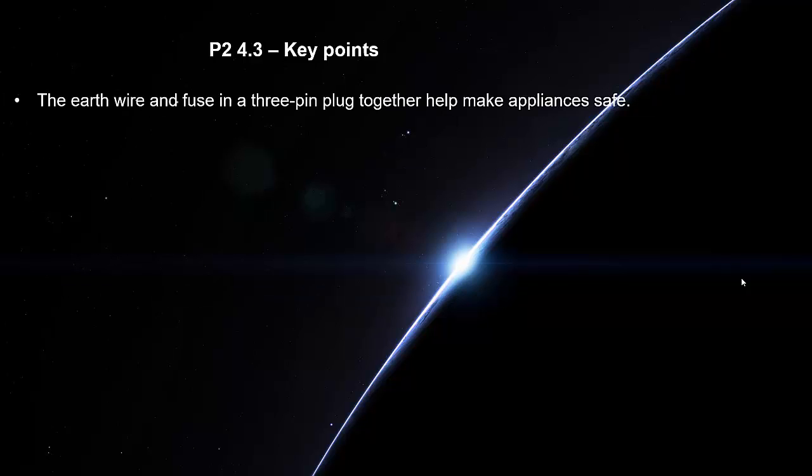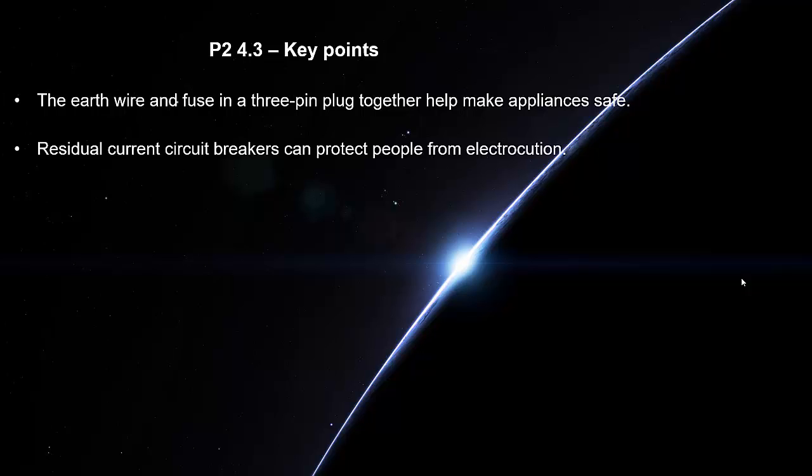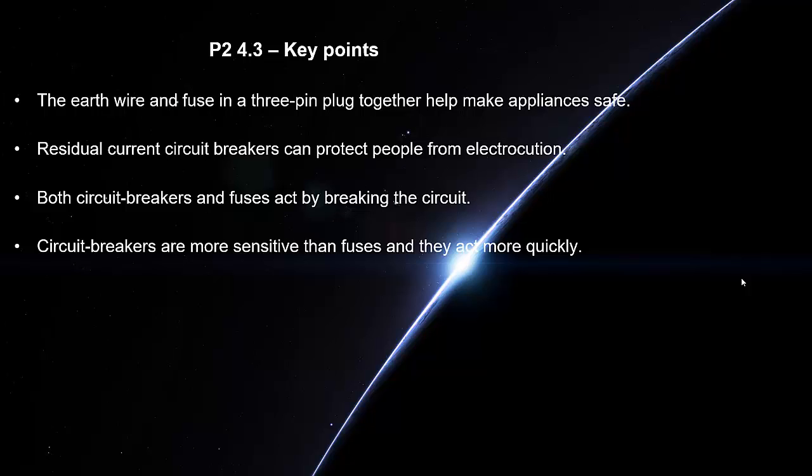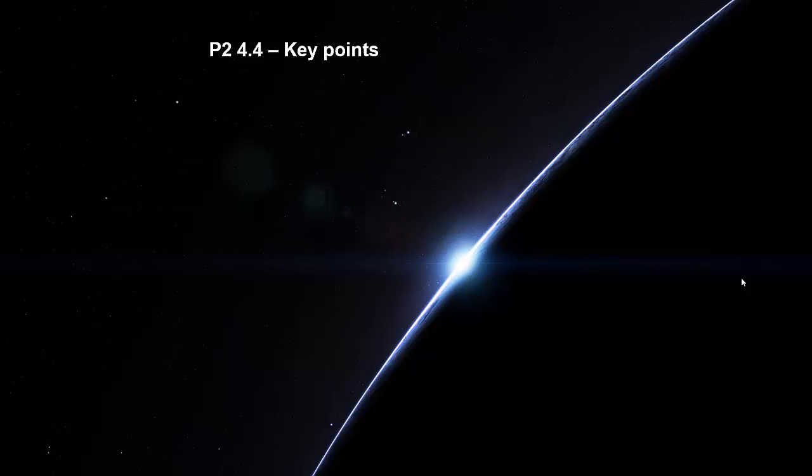The earth wire and fuse in a 3-pin plug together help make appliances safe. Residual current circuit breakers can protect people from electrocution. Both circuit breakers and fuses act by breaking the circuit. Circuit breakers are more sensitive than fuses and they act more quickly.